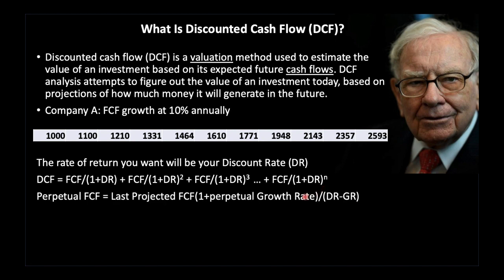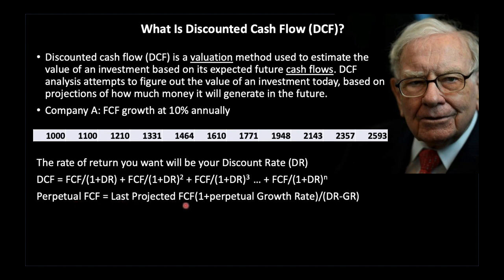But what you also have to do is you have to calculate the perpetual FCF, meaning perpetual free cash flow. Now, if you look at this hypothetical company A, you have projected its cash flows for the next 10 years, but it doesn't mean that after those 10 years, it's not going to produce any cash. It's just hard to estimate all those cash flows beyond this 10-year period. So what you do is you use something like perpetual cash flow. And this is the formula for calculating perpetual free cash flow.